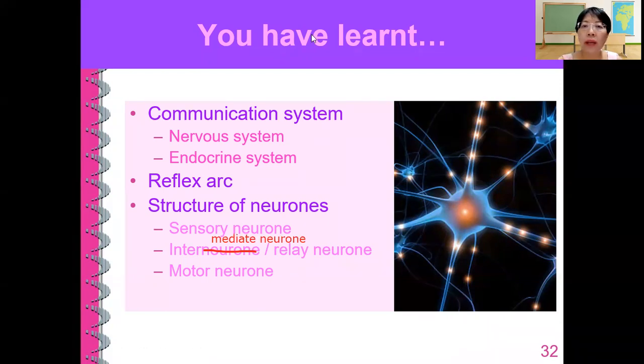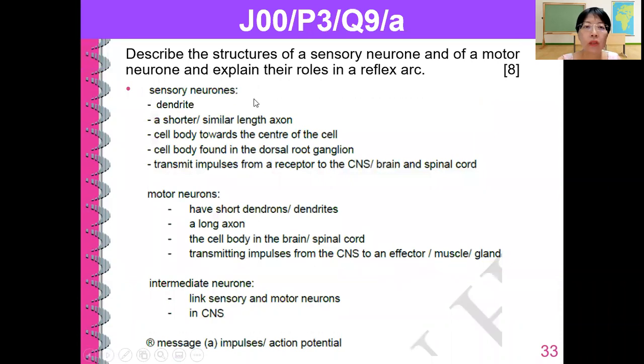So now we're going to look at an example past year question, which is an essay question. Okay, describe the structures of a sensory neuron and of a motor neuron and explain their roles in reflex arc. So when you are being asked to describe the structure, you can draw and label the structure, draw and annotate the structure, or you can just describe. So it's up to you, okay?